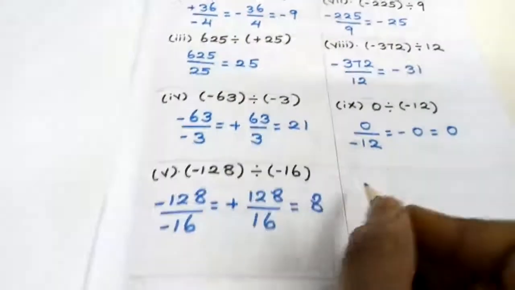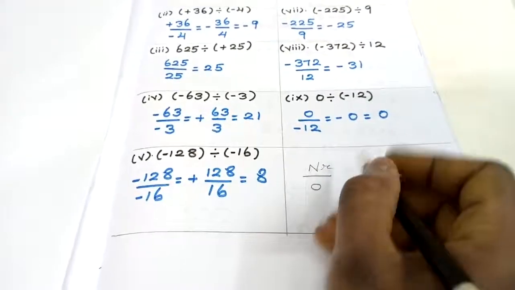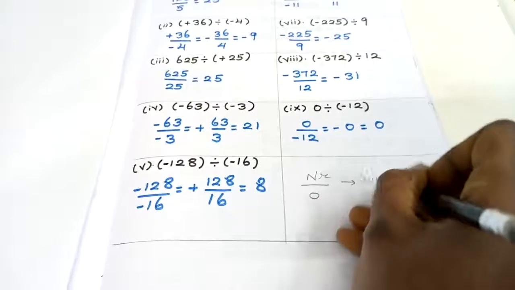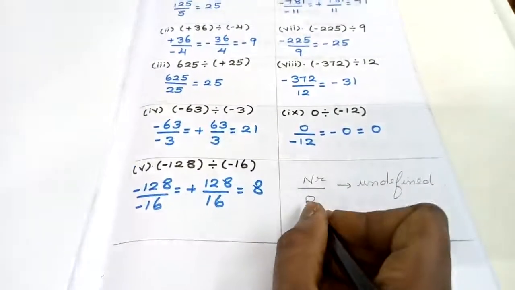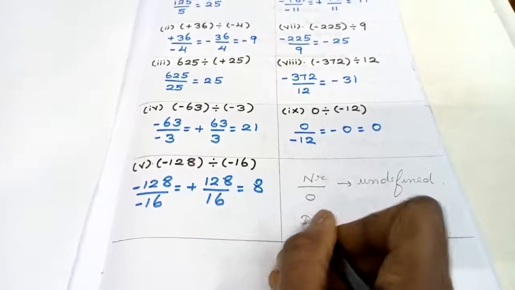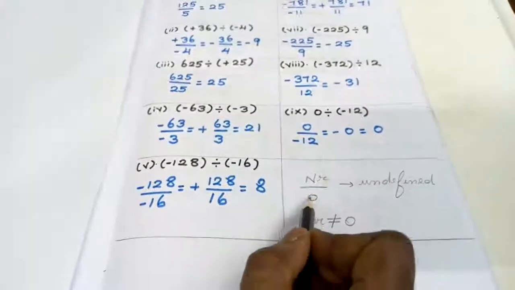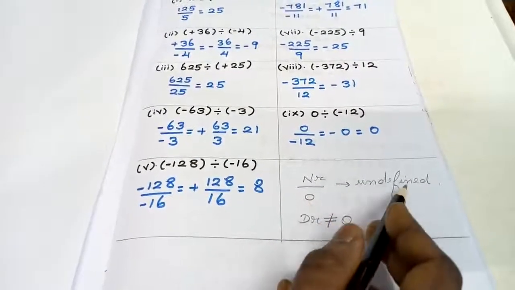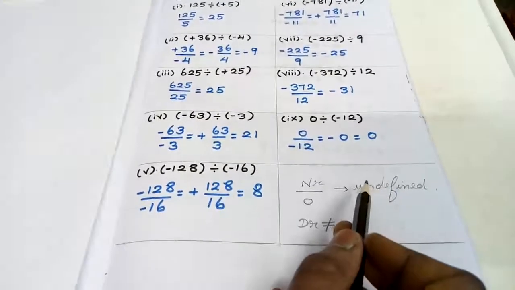But if the numerator is any number and the denominator is 0, this is undefined, you can't find the answer. In this format you will not get the value, definitely the denominator value will not be equal to 0. In the denominator case they will not give you 0, students. Suppose if you get 0, it is undefined, you can't find the answer. If you go to your higher classes they will tell it as infinity.